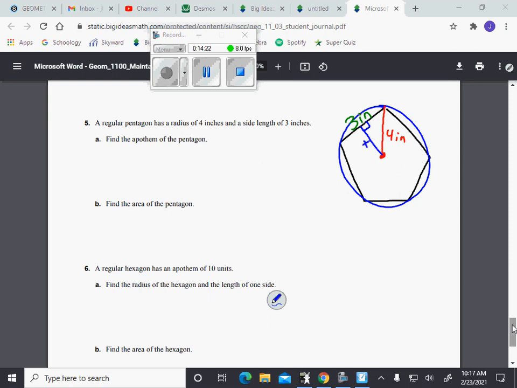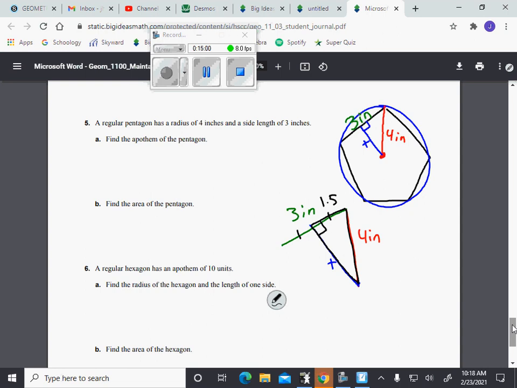Well, I'll zoom in on that triangle here. Okay, here's 4 inches. Here's my apothem x. And here's my side length of 3 inches. Okay, I just zoomed in on that triangle with my apothem, radius, and side length. This is 90 degrees, which means this side length here is equal to this side length here, which means this is 1.5.